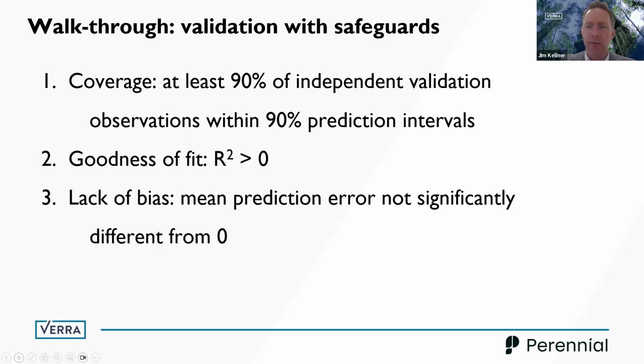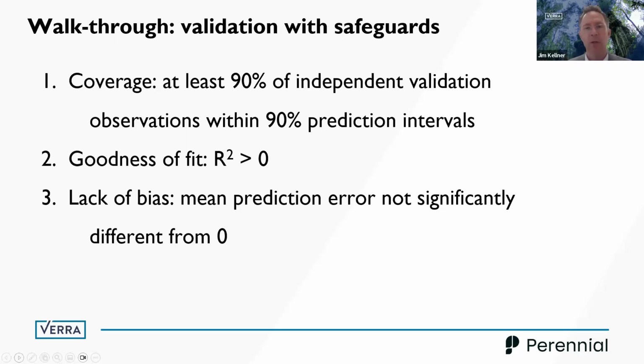The third criterion is lack of bias. We want to see that the model doesn't underpredict or overpredict on average. And the way we do that is by asking whether the mean prediction error of the model is significantly different from 0 or not. And what the tool wants to see is that the mean prediction error is not significantly different from 0. We believe these 3 validation tests are necessary and sufficient to confirm that a digital soil mapping model is rigorous and can be used in the context of a VTS carbon program.